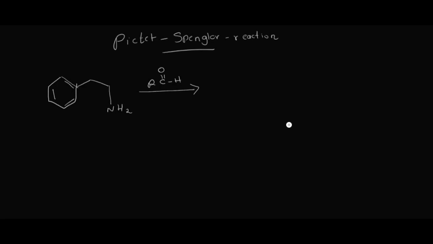Okay, hello guys. So in this video, we're going to talk about the Pictet-Spengler reaction. This is another simple reaction. Normally, we use this to close a ring, right? So here you can see this is a complete ring, and this is a halfway ring, not a complete ring, so we can use this reaction to complete it.